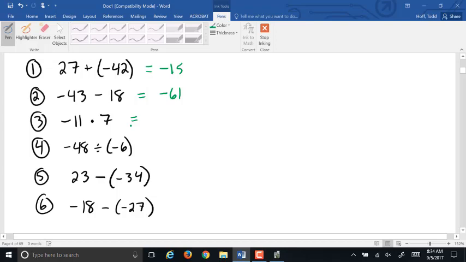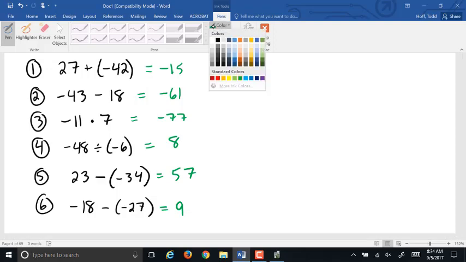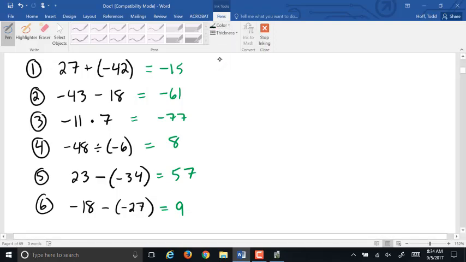Number 3, negative 11 times 7. Negative 77. Number 4, negative 48 divided by negative 6. 8, good. Number 5, 23 minus a negative 34. 57. And finally, negative 18 minus a negative 27. 9. Okay. Any questions on those?